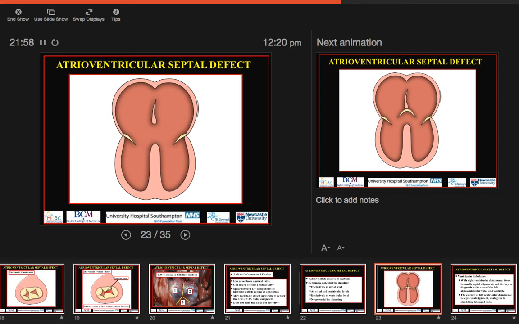Absolutely. So you will then appreciate that when we go back to our atrioventricular septal defect and we attach the bridging leaflets to the undersurface of the atrial septum, you will have shunting through the ventricular component of an atrioventricular septal defect. A close cousin of ventricular septal defect, but an atrioventricular septal defect with exclusively ventricular shunting.